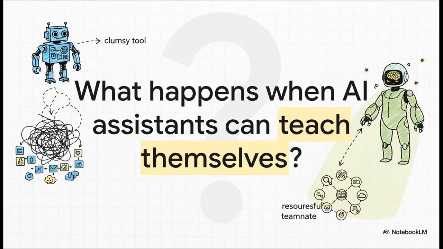And that just leaves us with this one kind of mind-blowing question, doesn't it? We've gone from being the AI's teacher, painstakingly writing out every little instruction, to becoming its librarian, just curating its collection of knowledge. So what happens when the AI doesn't need a librarian anymore because it can simply teach itself?